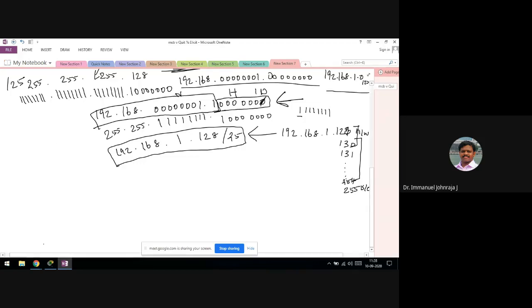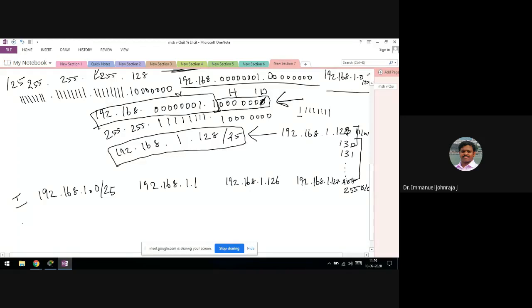Somewhere here. Where can I write? I'll write here. First network is 192.168.1.0/25. This is the network address. What is the first usable host address? 192.168.1.1 is the first usable. What is the last usable? 192.168.1.126. What is the broadcast address? 192.168.1.127. All are having mask as 25.